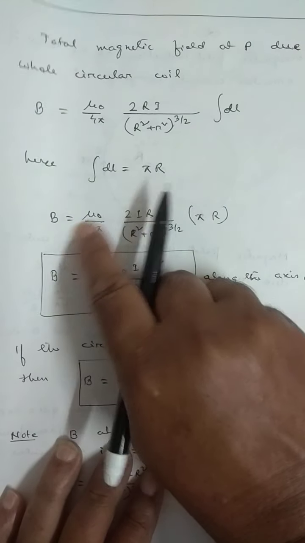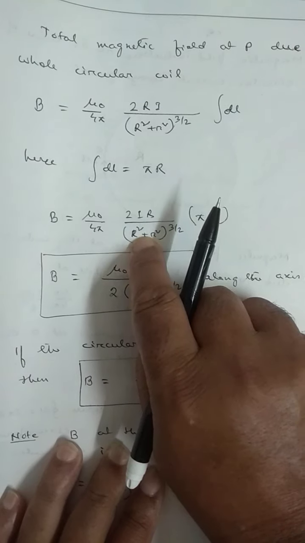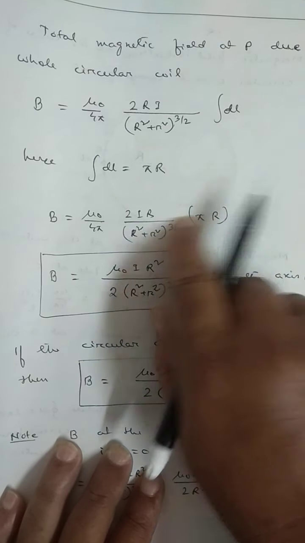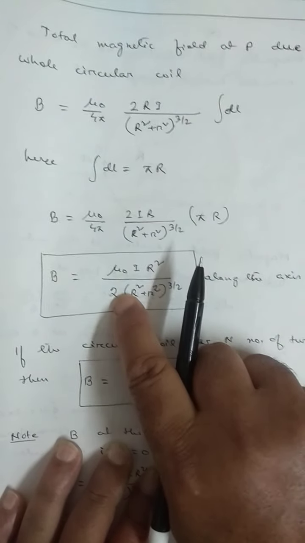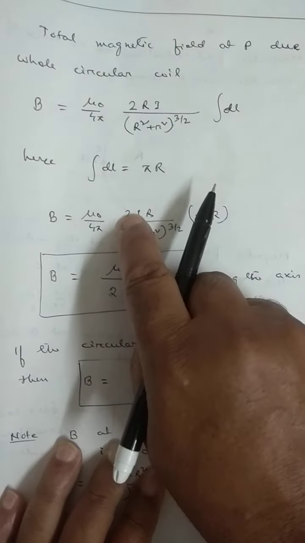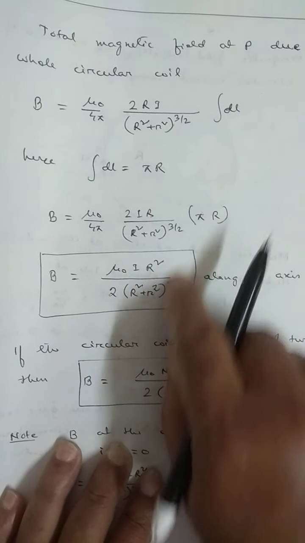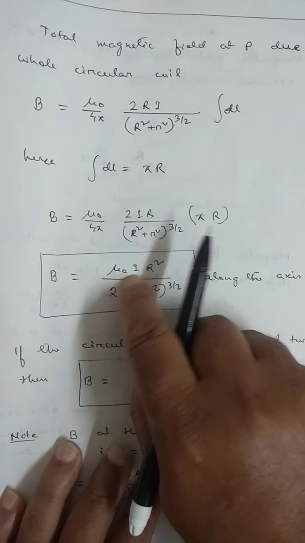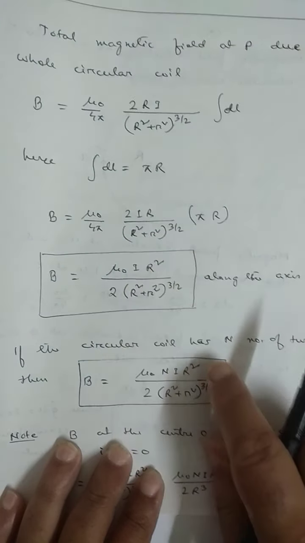So therefore, B is mu 0 by 4 pi, twice I R divided by R square plus r square whole to the power 3 by 2, times pi r. So pi gets cancelled here, and 2 gets cancelled here. So it is 2, pi gets cancelled, 2 gets cancelled. R square plus r square whole to the power 3 by 2. This mu 0 is here, and these are r square.